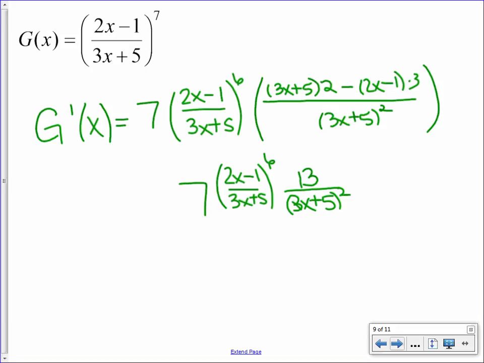Okay. We can make this look a little bit prettier, okay? And it's not difficult, so we're going to go ahead and do that. This is 3x plus 5 raised to the 6th power, and this is 3x plus 5 raised to the 2nd power. So do you agree that we have 3x plus 5 raised to the 8th power downstairs? Okay. And then we have 13 times 7, which is not 95. It's 91.